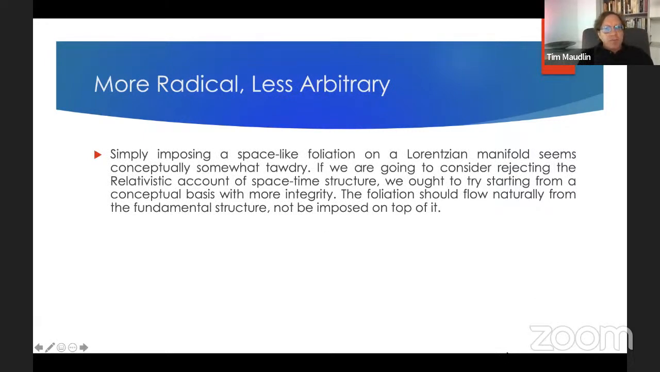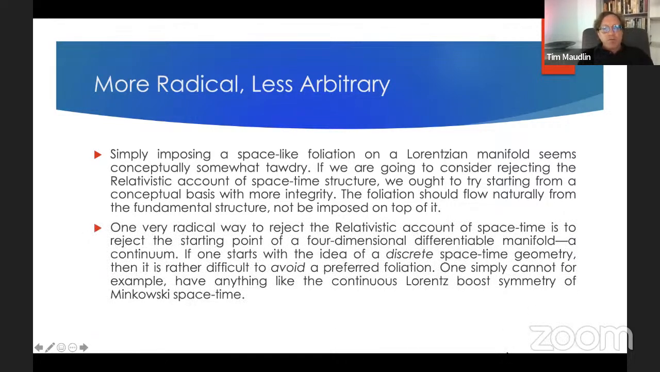Okay. So what's the conceptual basis? Well, the other thing that I wanted to do is to reject the relativist account of space-time at the very first step. That is, you do not start with a four-dimensional differentiable manifold. You don't start with a continuum. You start with a discrete structure, right? You start with a discrete geometry. Now, if you do that, and again, I could argue this, but it's kind of easy to see that it's now going to be very hard to avoid there being a preferred foliation.